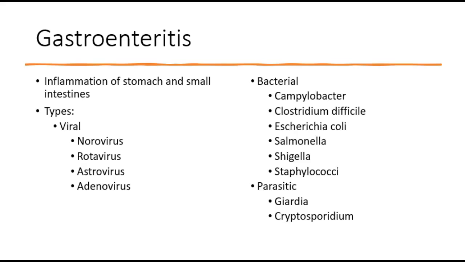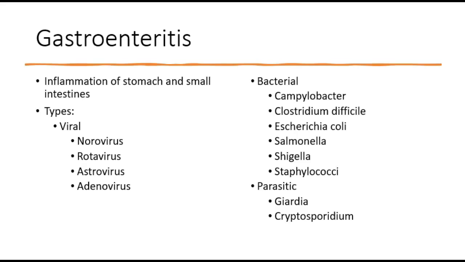There are bacterial causes of gastroenteritis, such as Campylobacter, from undercooked poultry, unpasteurized milk, or diarrhea from dogs or cats. There is C. diff, which is common in hospitalized patients receiving antibiotics, E. coli, salmonella that can be transmitted by consuming undercooked eggs and by contact with reptiles, birds, or amphibians, Shigella and Staphylococci.